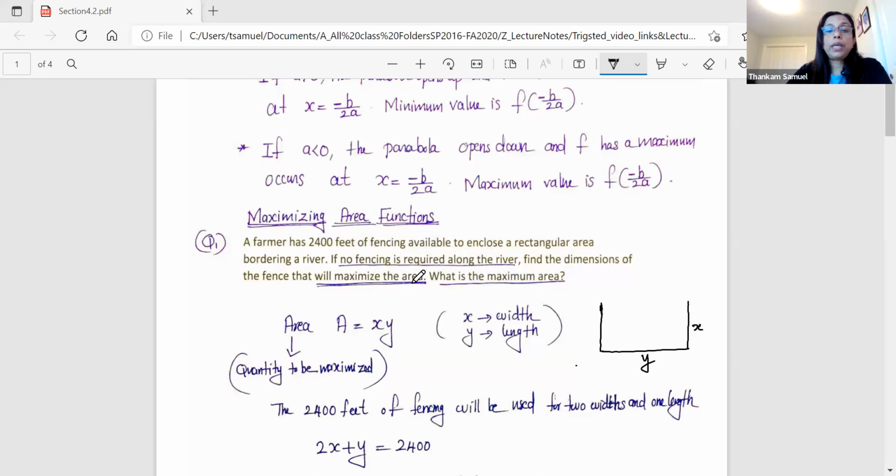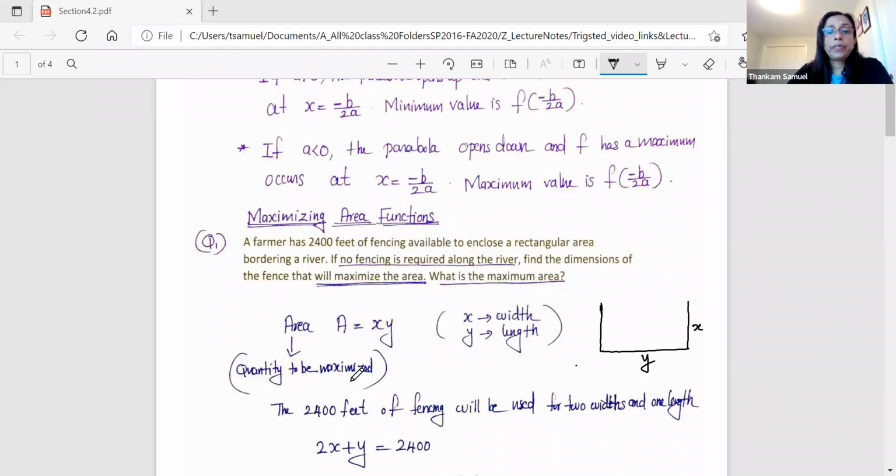So here the quantity that we need to maximize is the area, right? The quantity that is to be maximized is the area. So first we have to set up an equation for this quantity, that is the area. So if you consider x is the width and y is the length of a rectangle, we know that the area is length times width, that is x times y. Area is the quantity to be maximized.